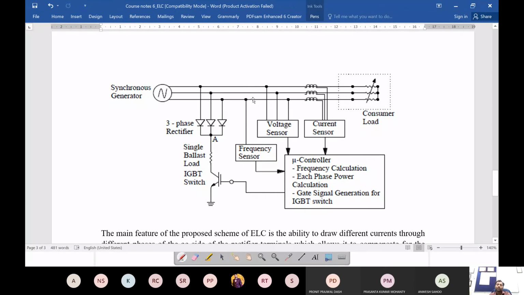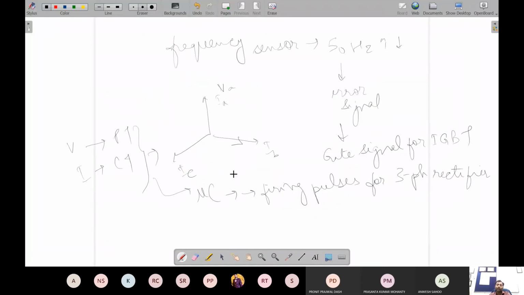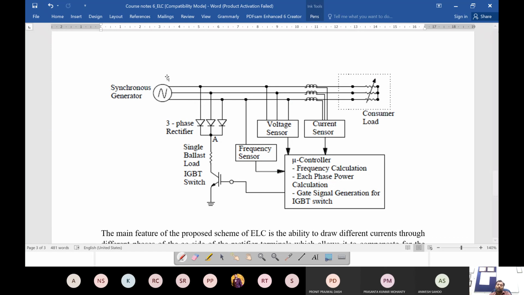So that is how the frequency sensor is what actuates the entire behavior. Only when there is a change in the frequency, a deviation in the frequency, only then we need this operation of this entire path. So the frequency sensor will actuate the entire operation, and the voltage and current sensors will tell you whether the system is balanced or not, and if there is an imbalance, then accordingly how much current needs to be drawn from each phase. That way, we can decide how much power will flow to your ballast or the dummy load.